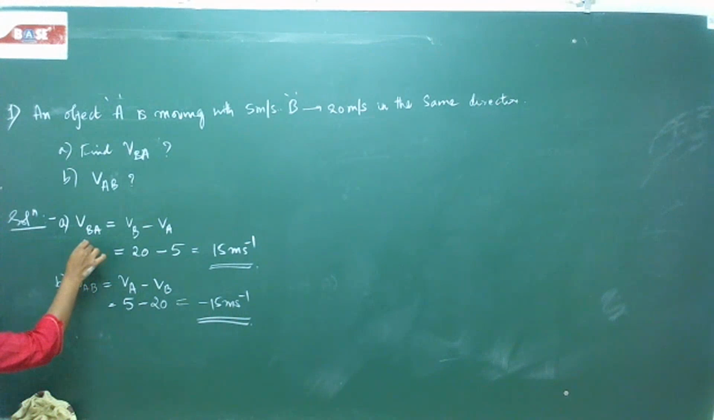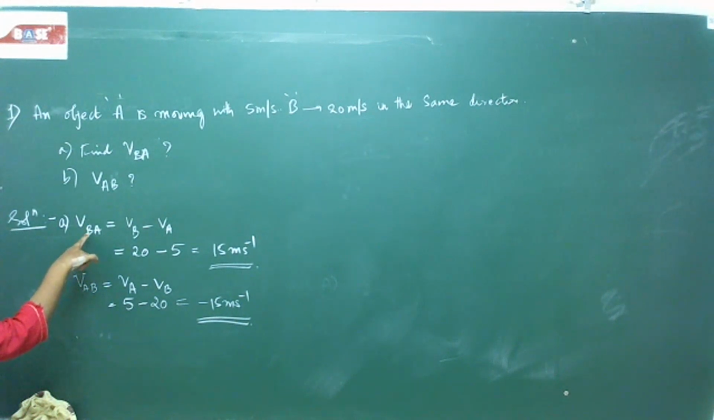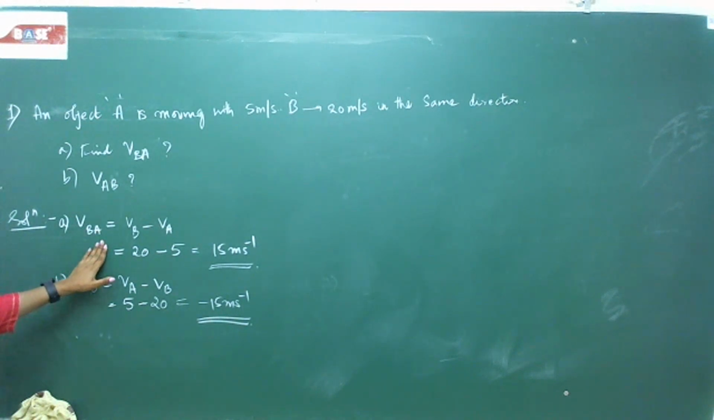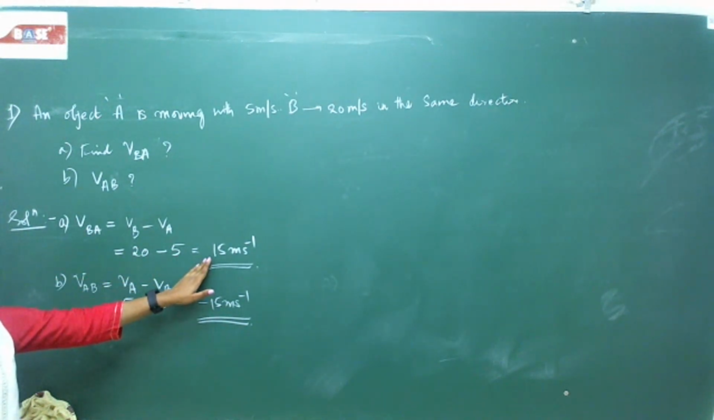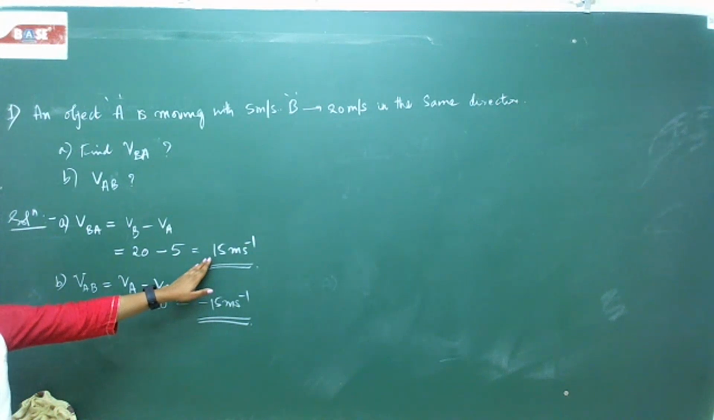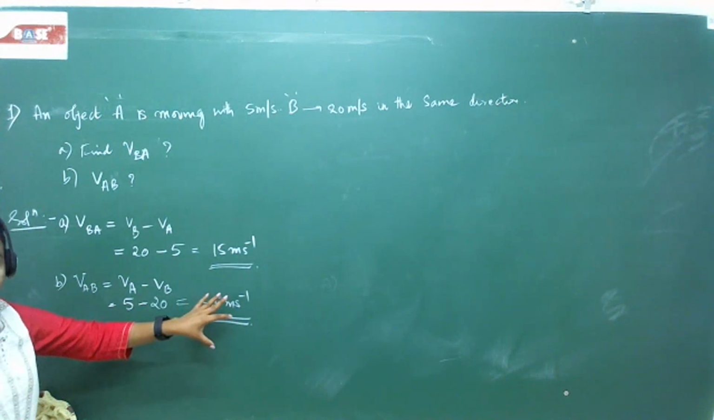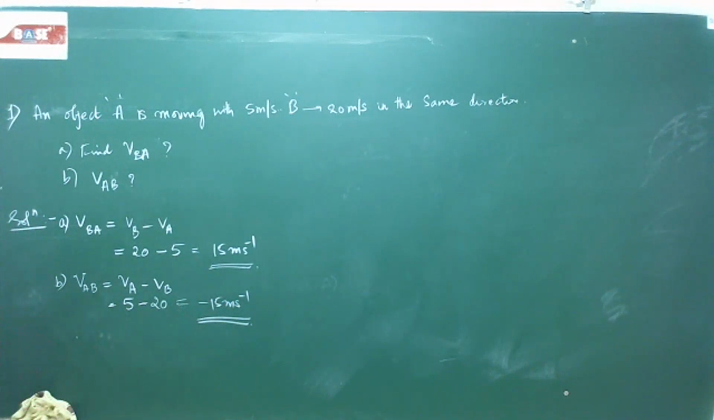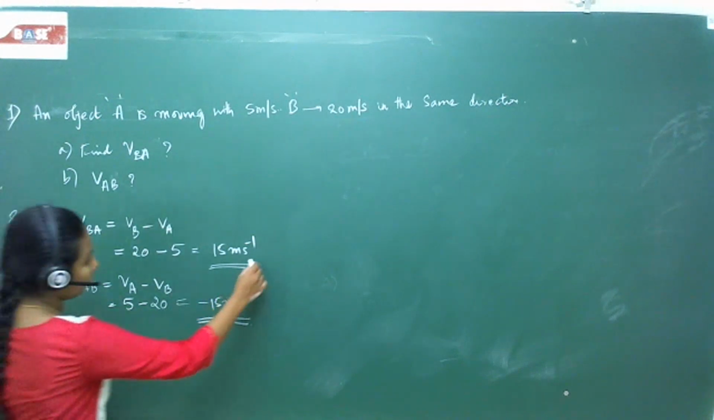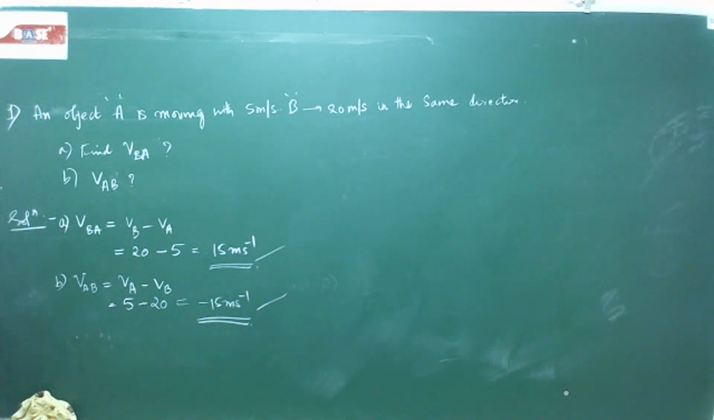So for the velocity of B, when looked at from the frame of reference of A, it feels that it is 15 meters per second. That means it is increasing, right? But with respect to B, if you measure the velocity of A, the observer B feels that it is decreasing, the minus sign. So these are the two velocities in different frames of reference.